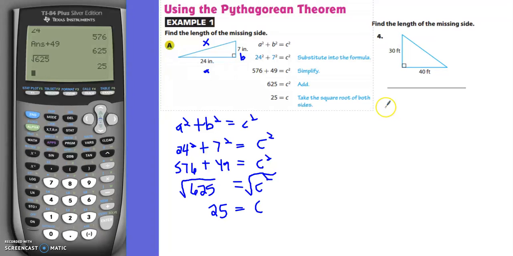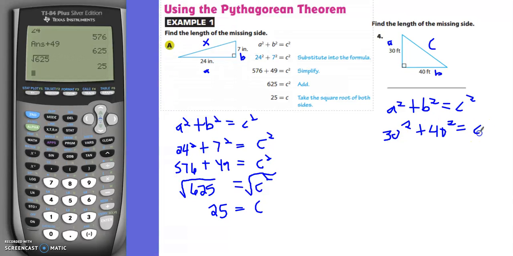All right, let's take a look at number 4. A squared plus B squared equals C squared. And we can call this side A and we can call this side B. It really doesn't matter, but we're trying to find the hypotenuse, C. So 30 squared plus 40 squared equals C squared.